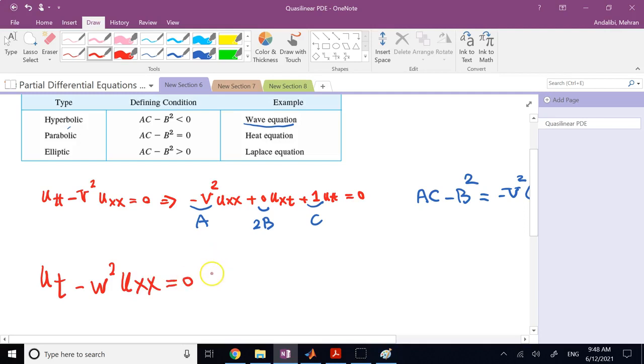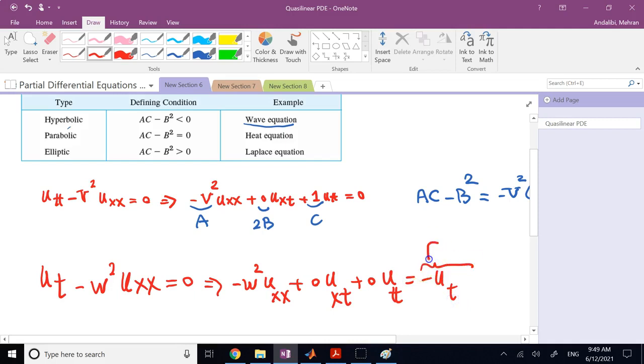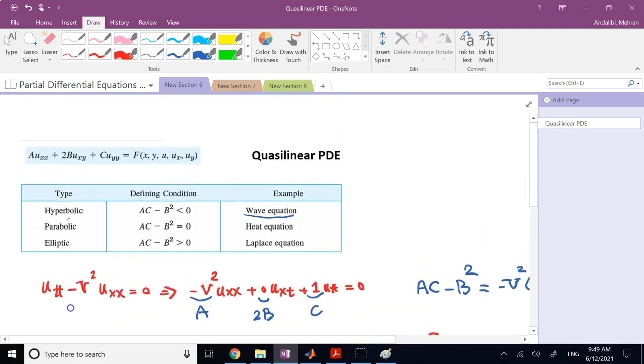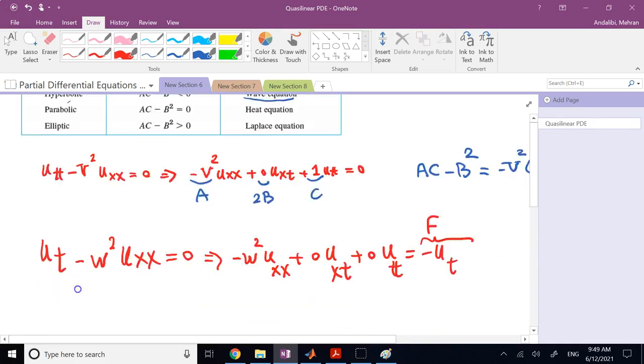And again, if you look here, other than UXX, there is no other second derivative. Okay, so even this UTT is 0. So if you want to write this, you have to write it as negative W squared UXX plus 0 UXT plus 0 UTT equals negative UT. And this is that F function that you had on the right-hand side, okay, which is a linear function in this case.